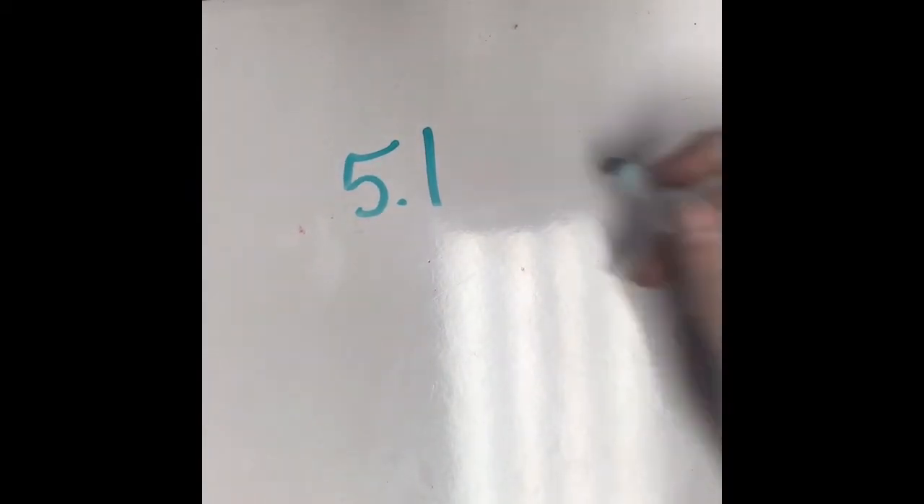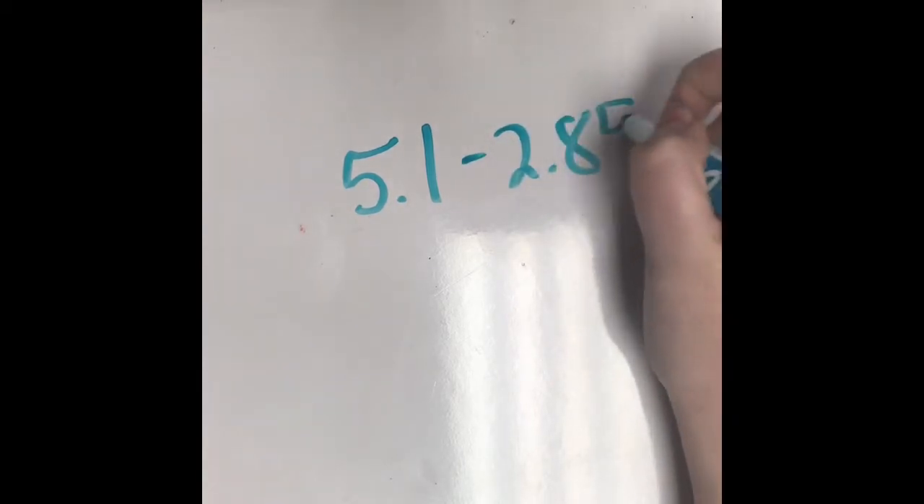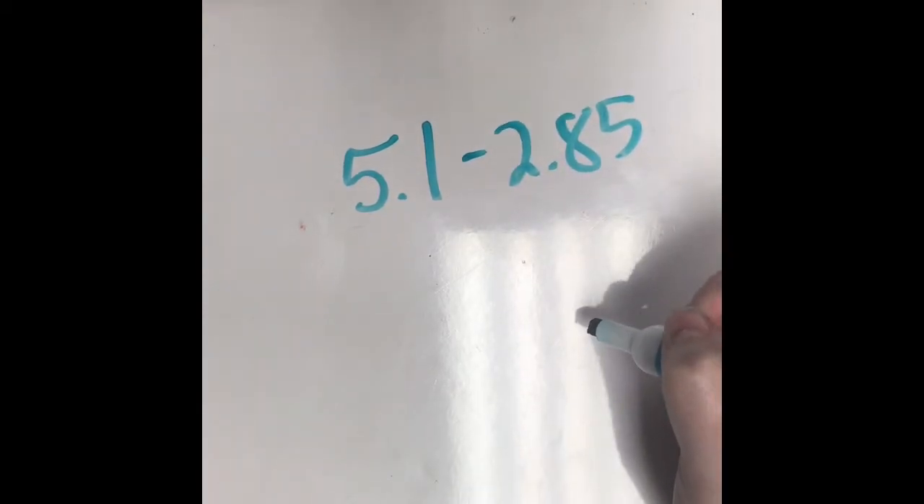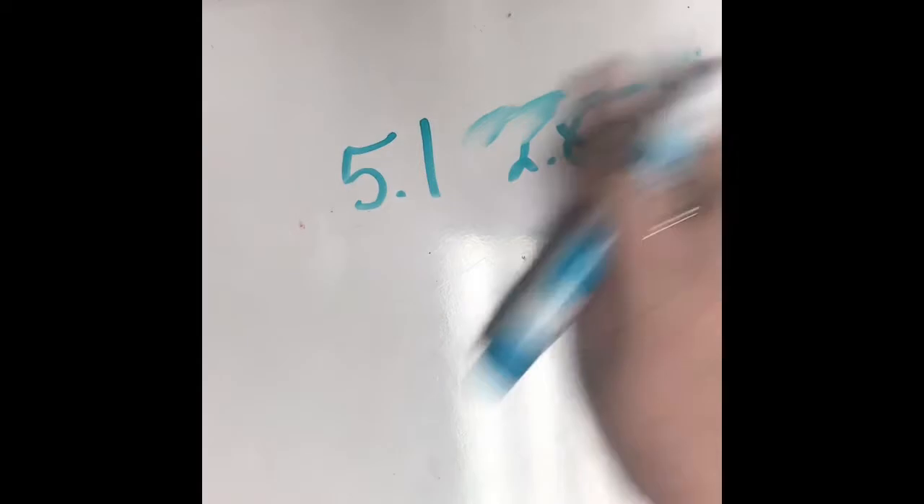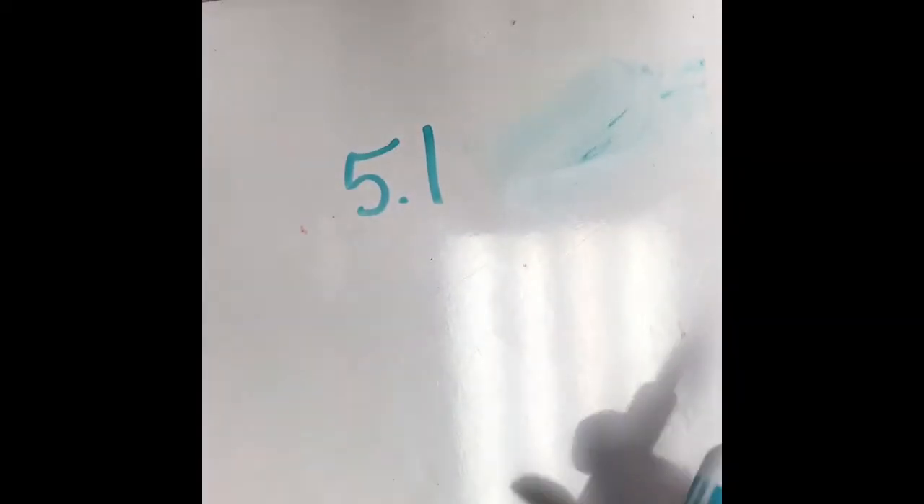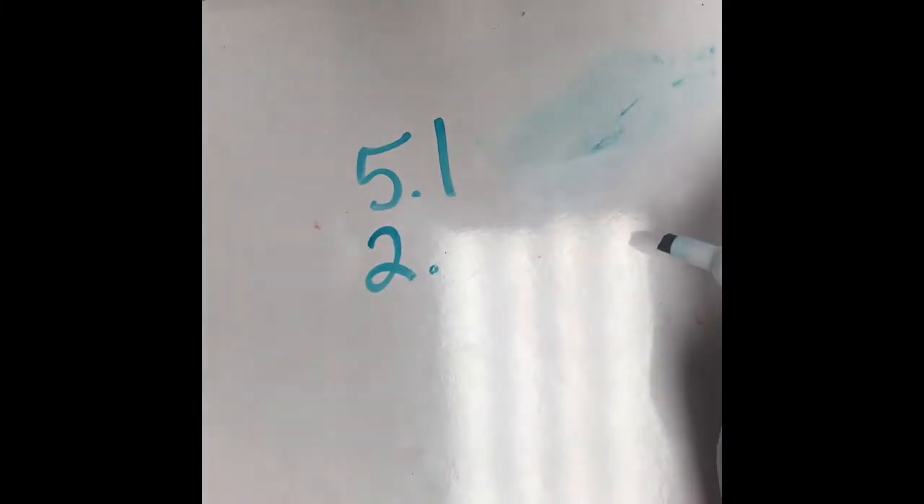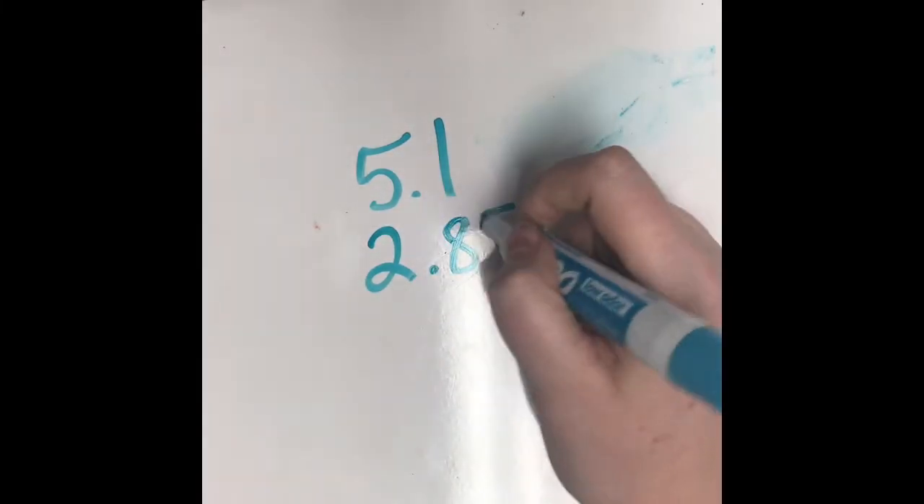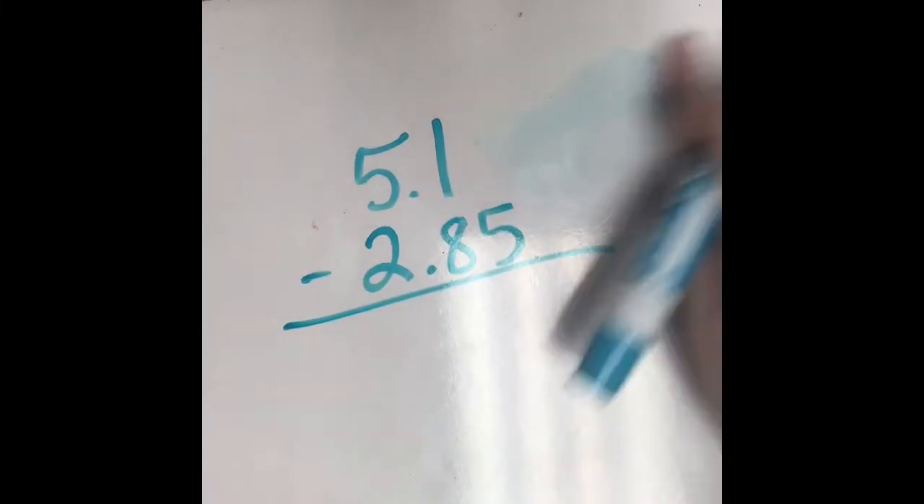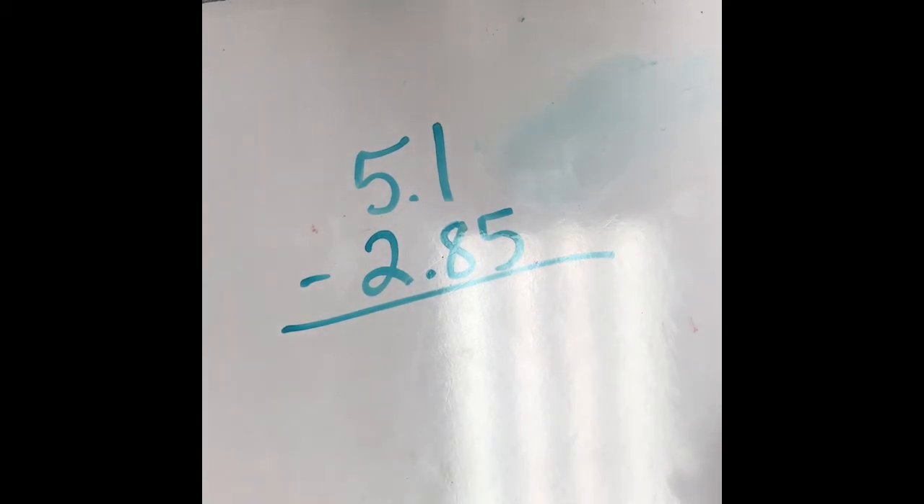So we had 5 1/10 minus 2 85 hundredths. So remember, we need to line up our decimals. If I write this correctly, my 2 would need to go under the 5 because it would be in the ones place, and then 85 hundredths, like so. And then if I leave it like this, that wouldn't be right. So what do I need to do?